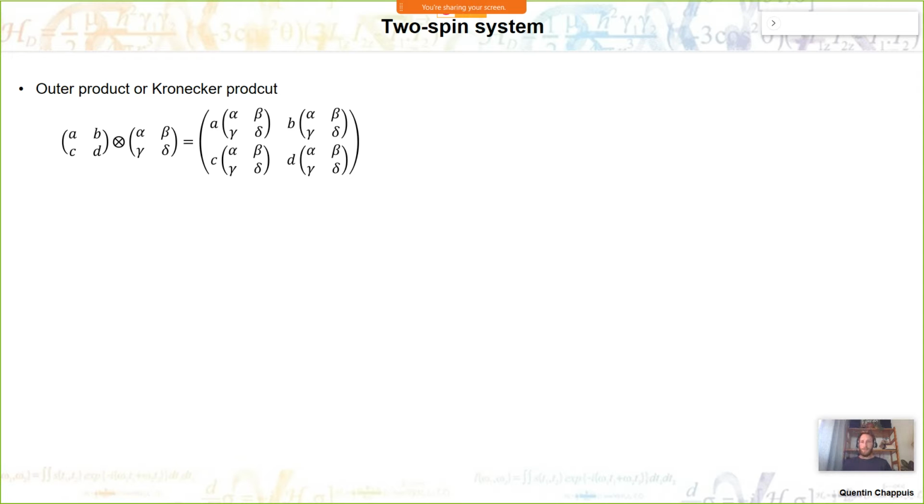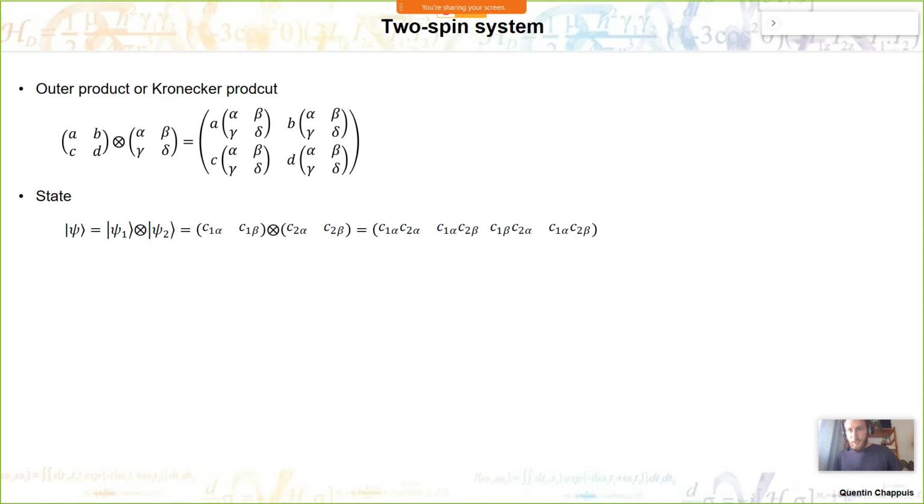So now we're going to move on to describe the spin system for 2 spins, and for this we need to define the outer product or Kronecker product. Here I've written in full how this operation works, and we will see how to use it in practice. So for example, if I have 2 spins and 2 wave functions, psi1 and psi2, the state of these 2 spins together is described by the outer product of the 2 spins. And if you write it in full, you have on the right the expression. You started with 2 coefficients for each spin, and you have 4 coefficients in the end.